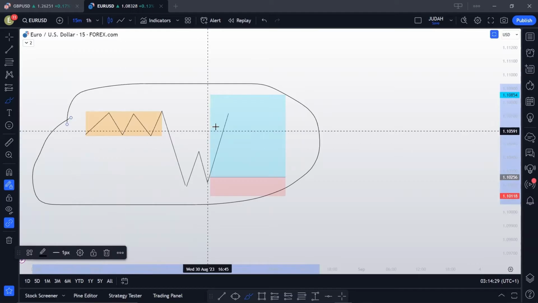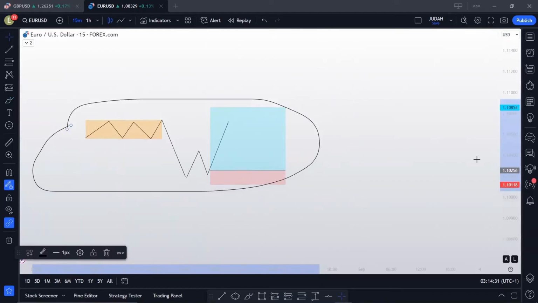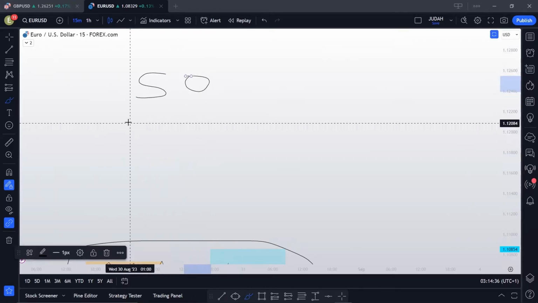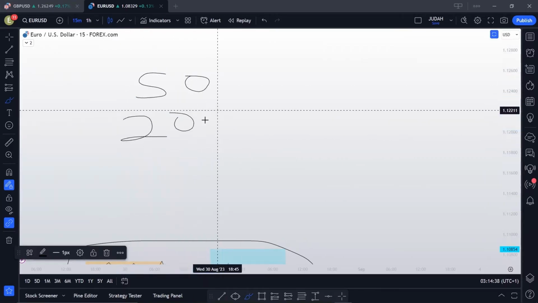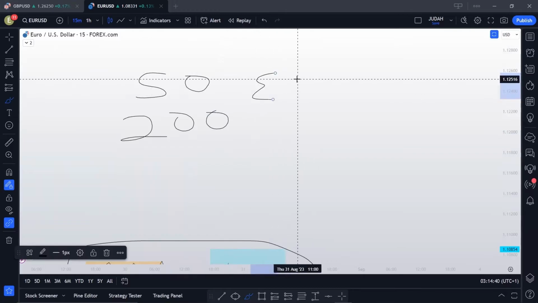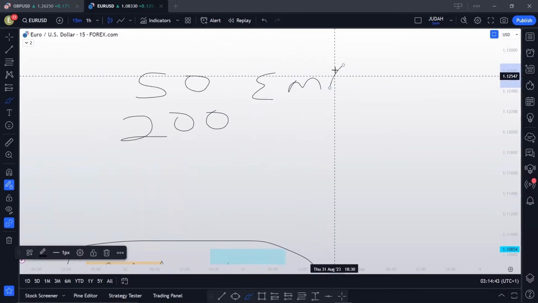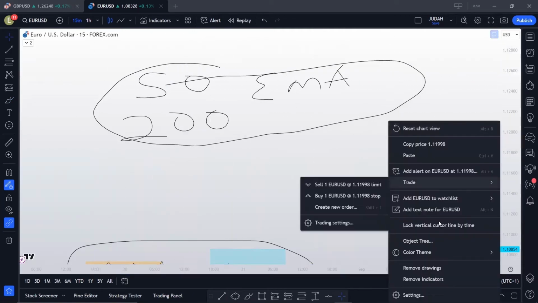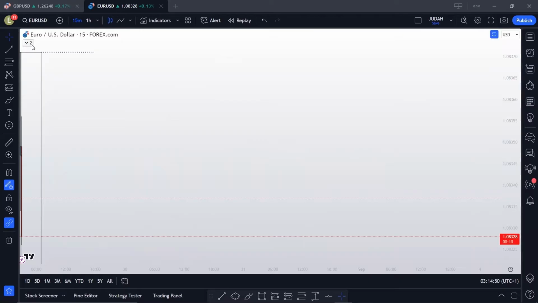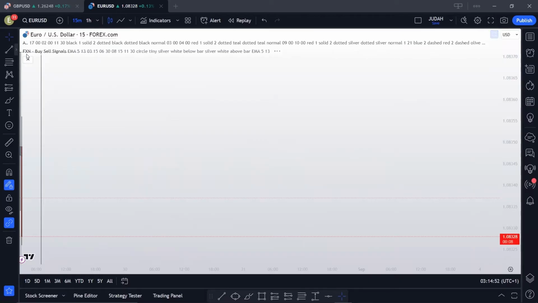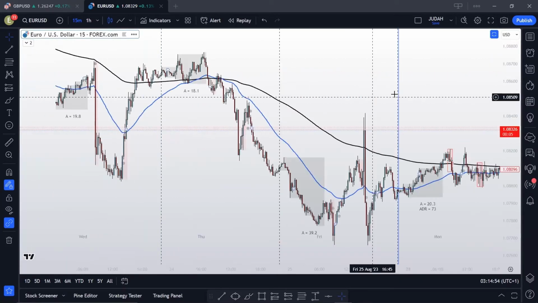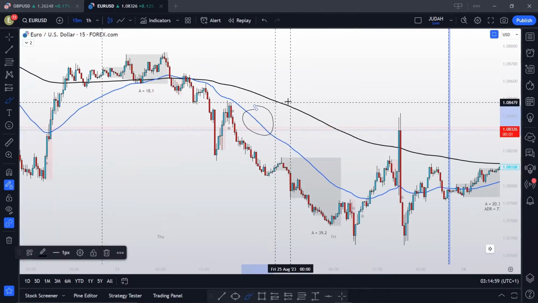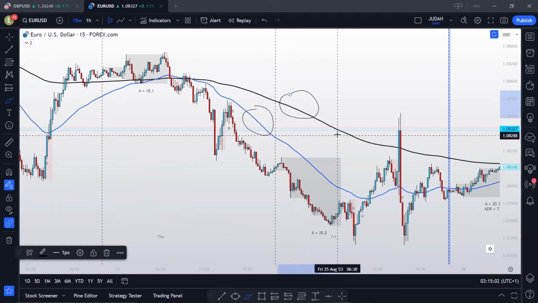And we're going to be using two moving averages for this structure. The first moving average we're going to be using is the 50 moving average, and the second one is the 200 moving average. Now these are going to be EMAs, exponential moving averages, right? So we're going to be using these EMAs to identify the trend. So to identify the trend is very simple. When you have the 50 moving average below the 200 moving average. Now the 50 moving average is the blue line, and the 200 moving average is the black line.